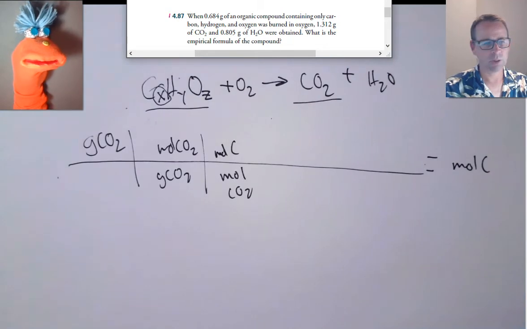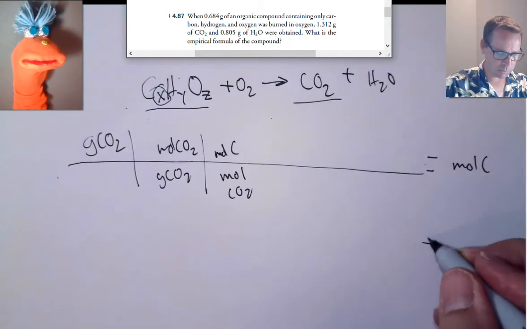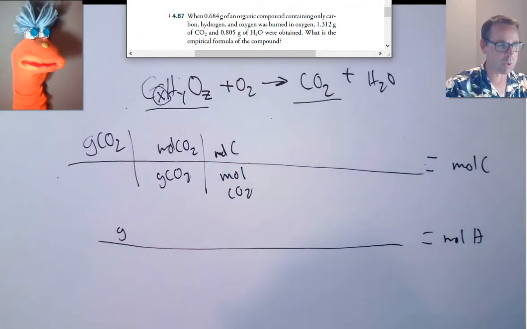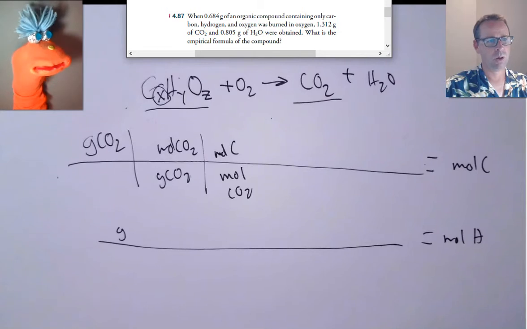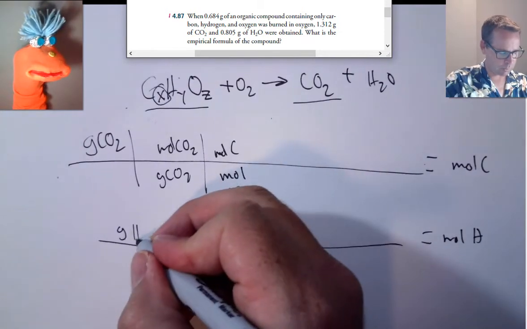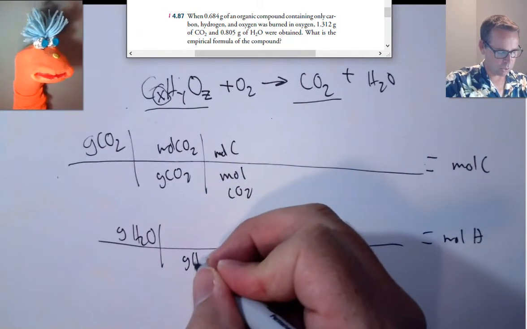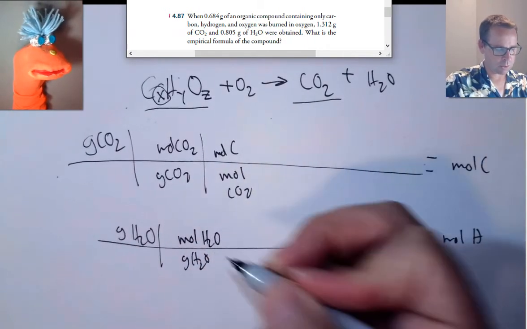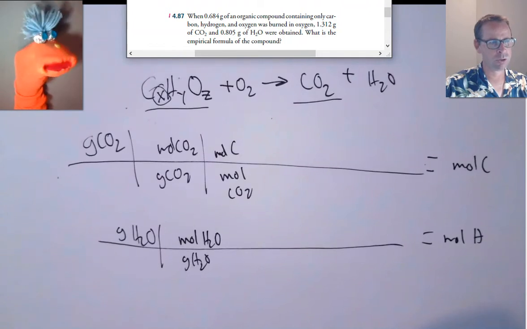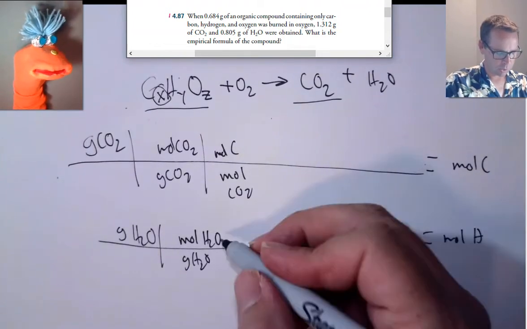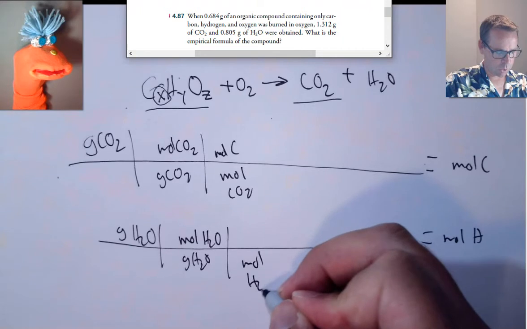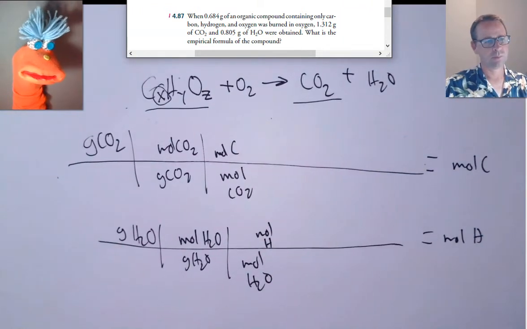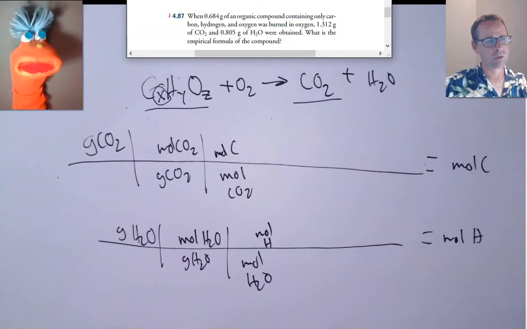Okay, good. So, same thing can be done for moles of hydrogen, starting with grams of what? Water? That's right, grams of water. Because grams of water can do what? Moles of water? That's right. Why do we go to moles of water? Because there's a relationship in the equation. That's right. For every mole of water, I can tell how many moles of hydrogen there are.